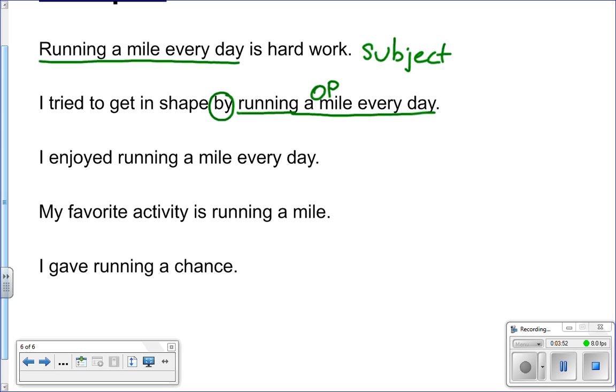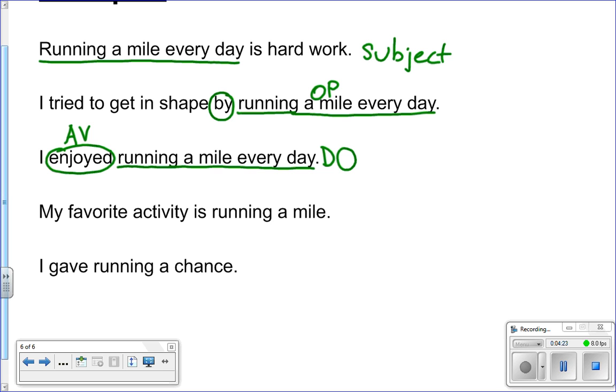In this next sentence, running is our gerund. To find the rest of it, we should say running what? Running a mile every day. We're going to continue until we hit the period at the end of the sentence. Because this comes in the second half of the sentence, I'm going to look and see what is in front of the gerund. Enjoyed is an action verb. When I have an action verb, I probably have a direct object. So say I enjoyed what? Running a mile every day is the direct object of the sentence.